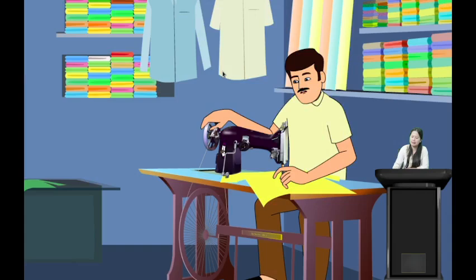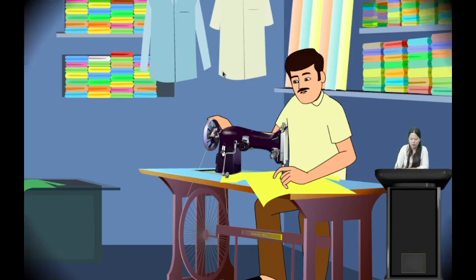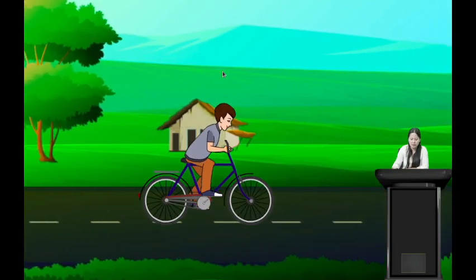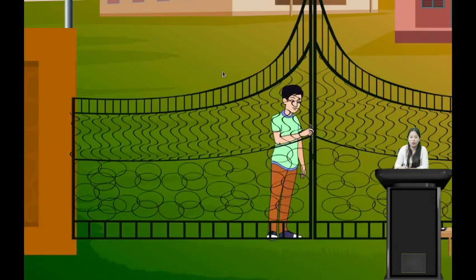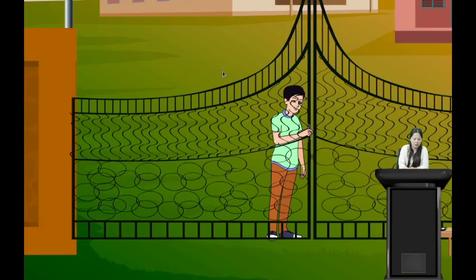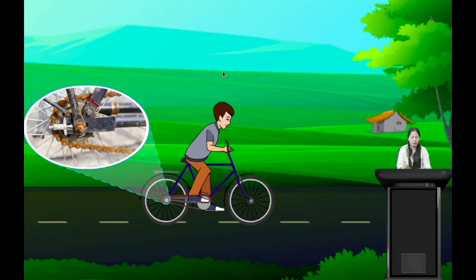Now let us see here. Here we see a man stitching using his machine, but he is finding it difficult to stitch because his machine is not working properly. And here we see a boy riding a bicycle, but very slowly. It is because some part of his bicycle has rusted. So there is more friction, so he is finding it difficult to ride the bicycle.